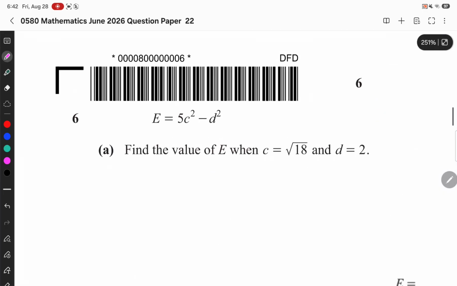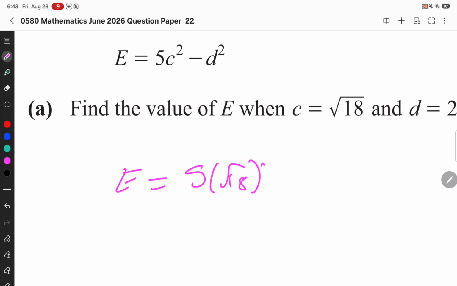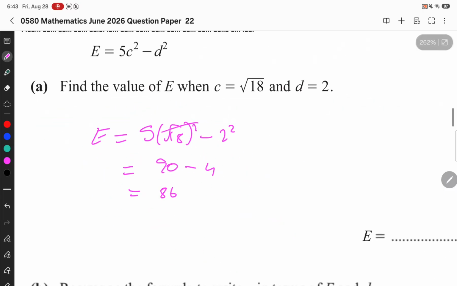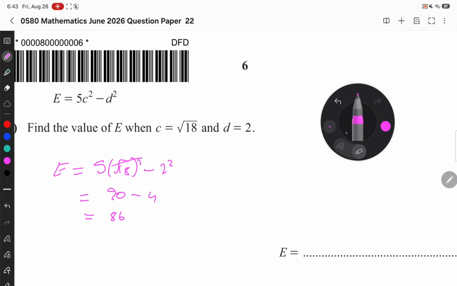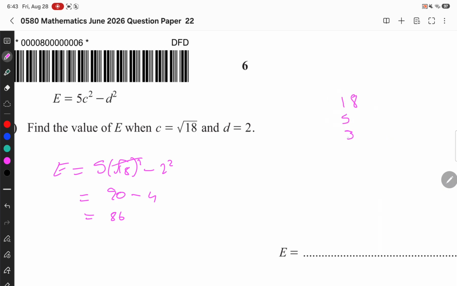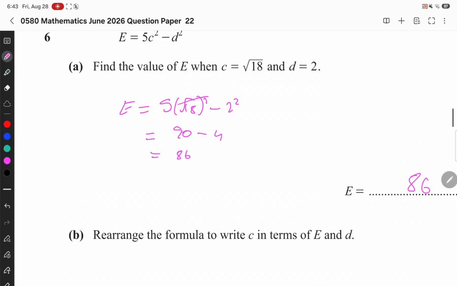Anti. Find the value of E when C is equal to root 18 and D is equal to 2. This is easy. Five times 18 is equal to 90, minus 4 is equal to 86. I don't trust myself. 840. Yeah, nice. 86.